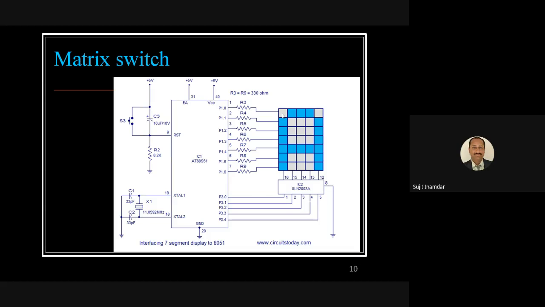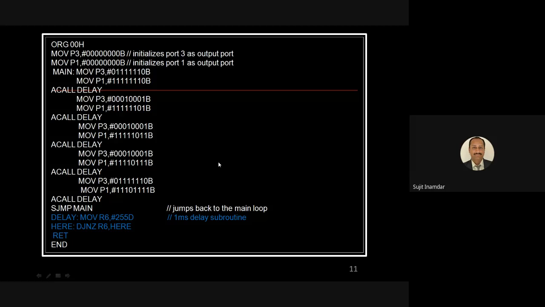Is it over? Now, this is the simple program to operate or to display A on that matrix switch.